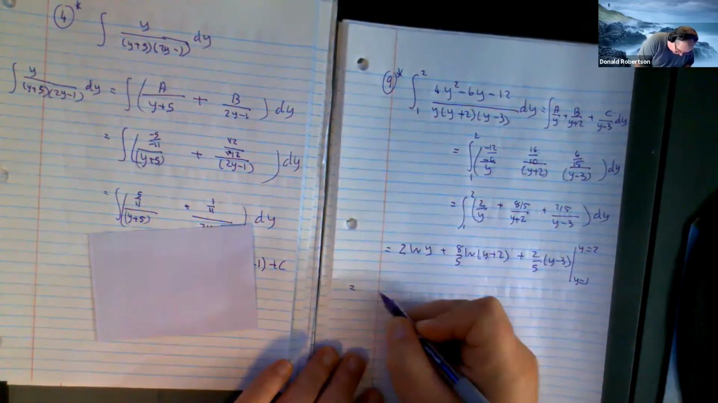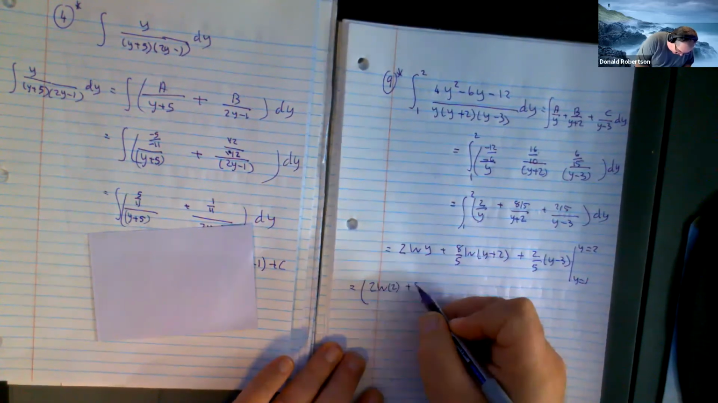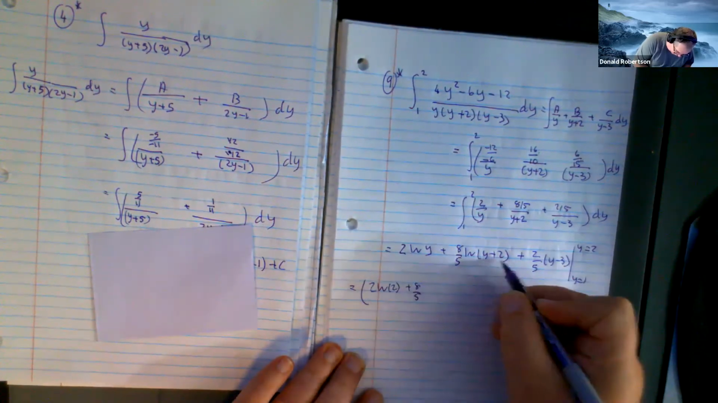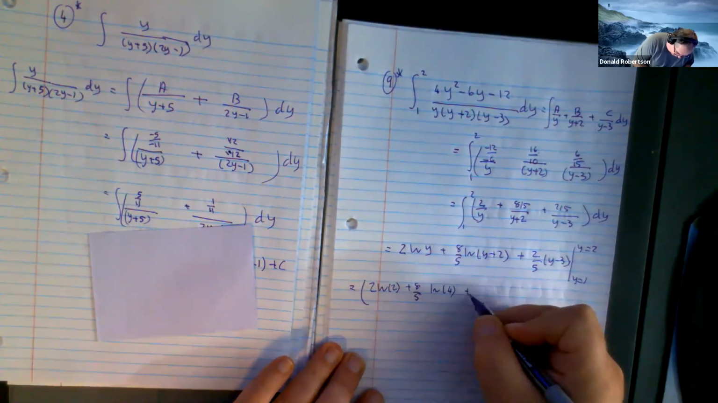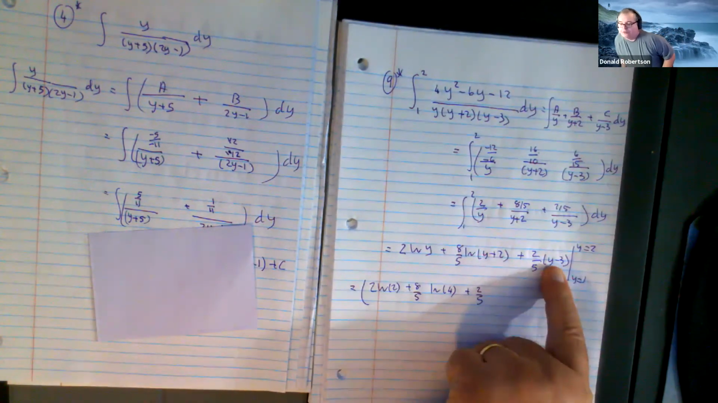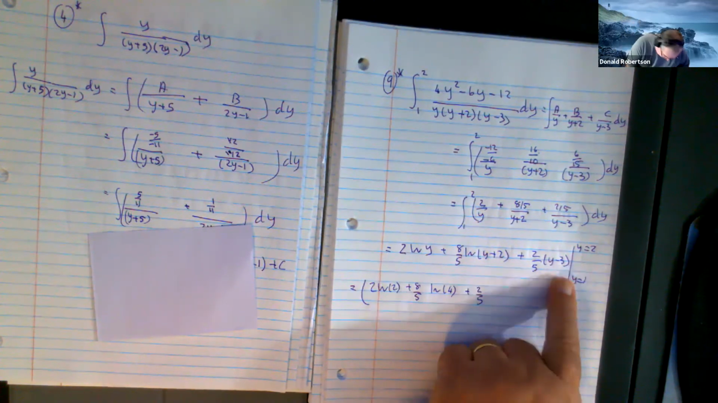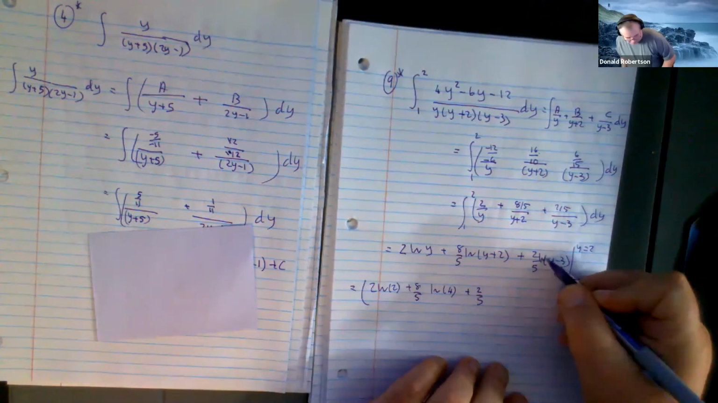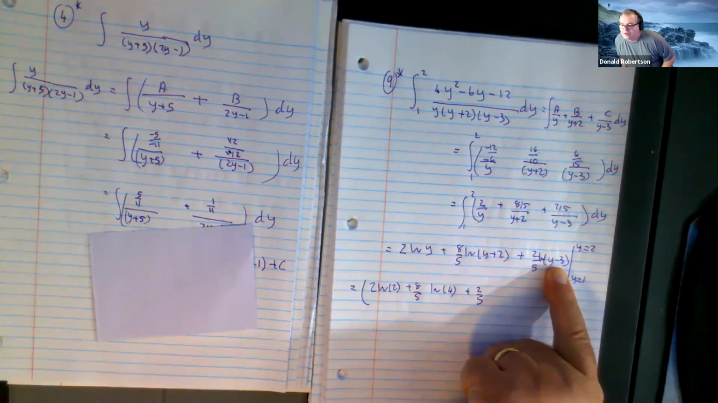So let's see what we get. 2 natural log of 2 plus 8/5 natural log of 4 plus 2/5. If you plug 2 in here, won't you get -1? And I forgot to put my log in there. Won't you get 2/5 the natural log of -1? And what do we do with logs that have negative numbers in them? Don't we just make them positive numbers?